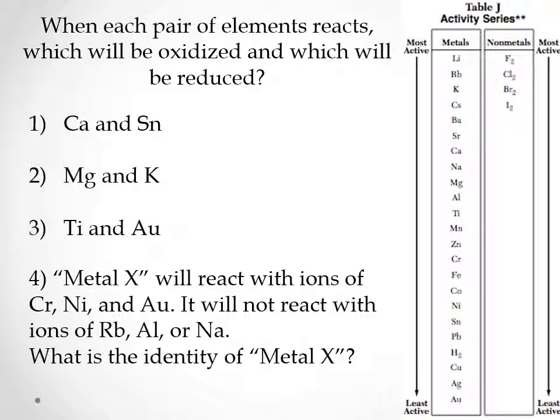reduced. So if we're comparing calcium and tin, I'm going to look at my list right here, and on table J, calcium's right there. Tin is very much near the bottom right here. Calcium's listed higher. That's the one that'll be oxidized, and tin is the one that'll be reduced.